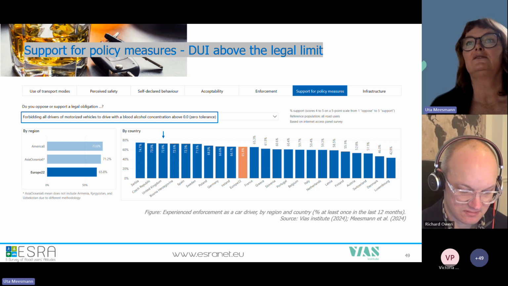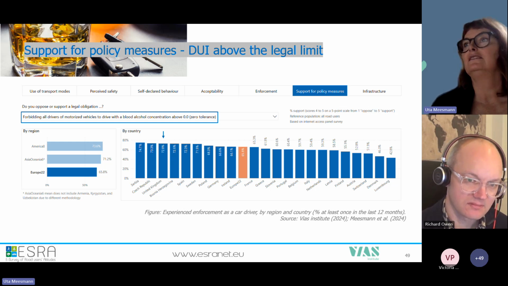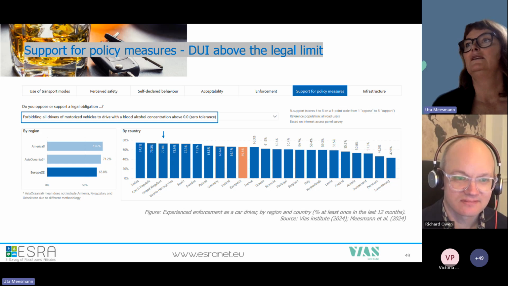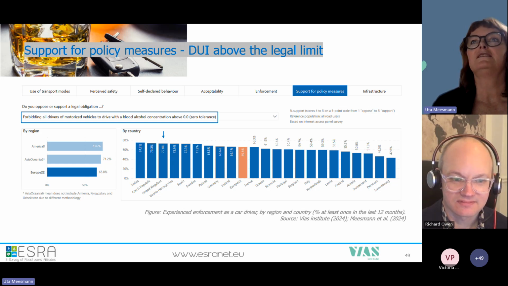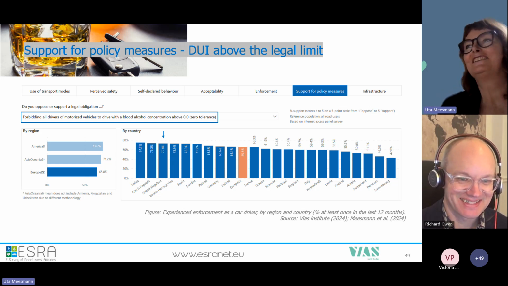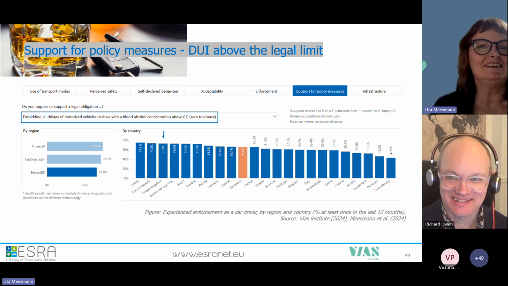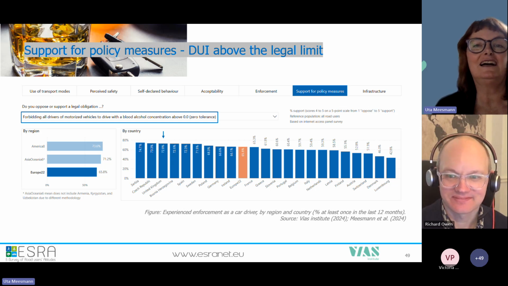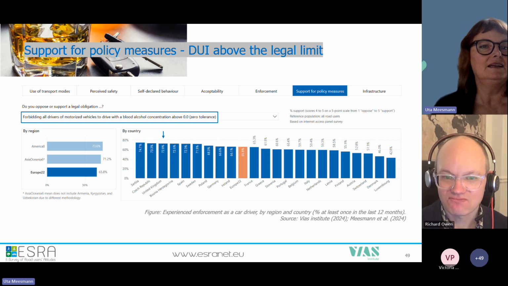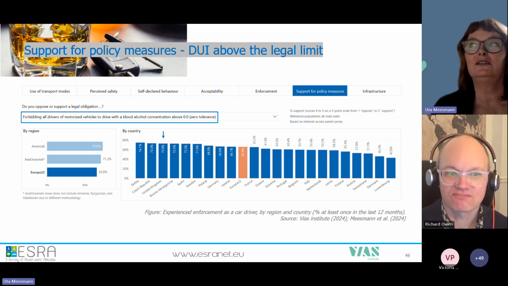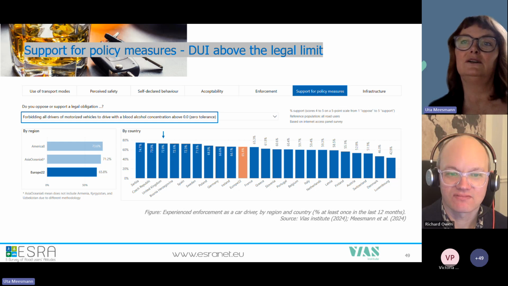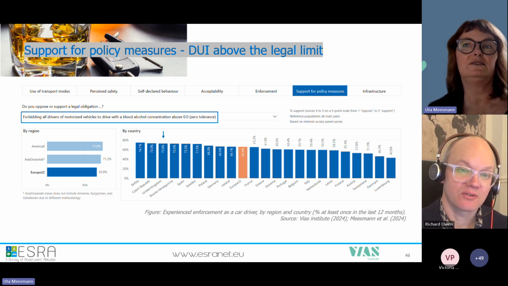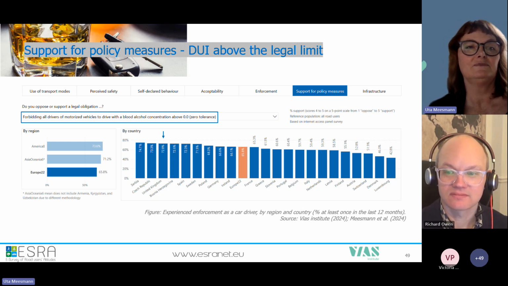And within Europe, this ranges from 75% in Serbia to 43% in Luxembourg. And remember, Luxembourg had the highest prevalence for drink driving in this comparison and the lowest support. And in the UK, the support is also really high. It's 73% of our respondents supported a zero tolerance for alcohol in the UK.